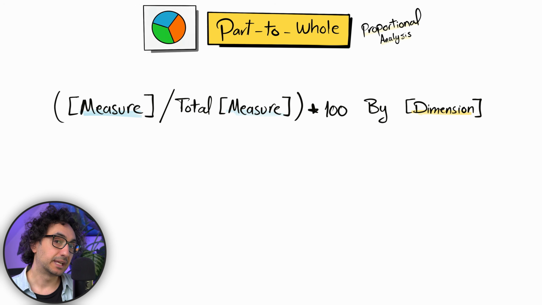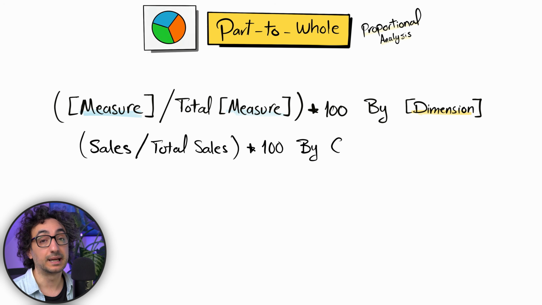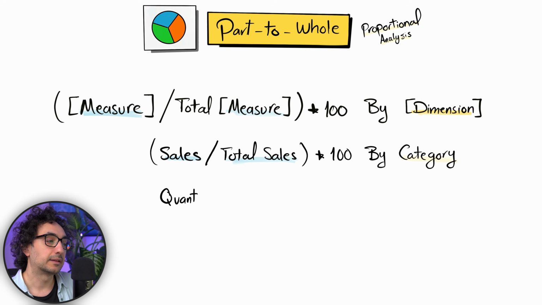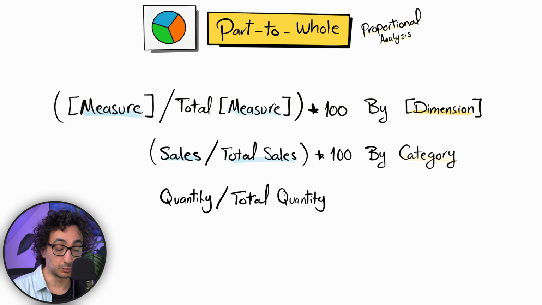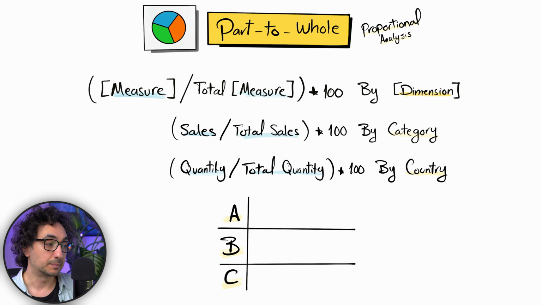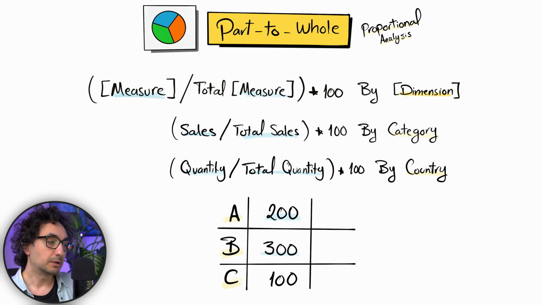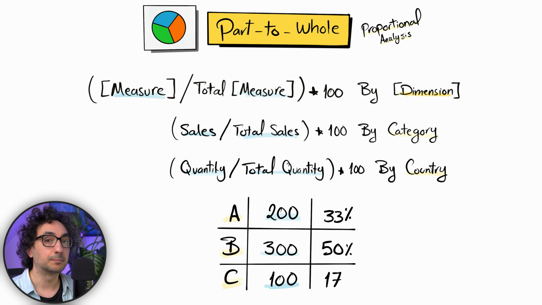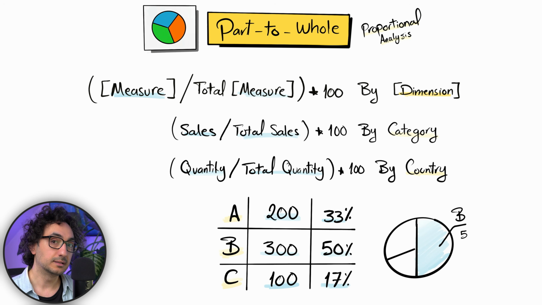Like for example, if you take the sales, so you divide the sales by the total sales, multiply it by 100 by the category. Or if you take the quantity, divided by the total quantity, and then find the percentage by a country. So for example, again, we have our measure splitted by categories, but now instead of having this number, we're gonna calculate the percentage. So for the first one, we're gonna take the 200 divided by 600, multiply it by 100. So we're gonna get the percentage 33.